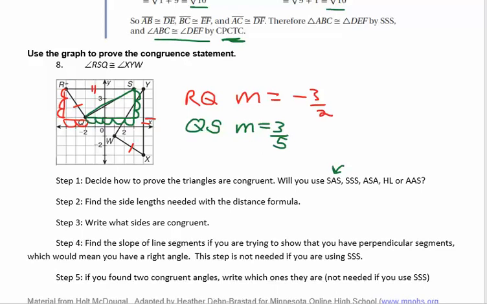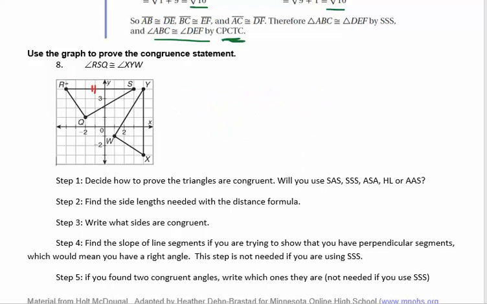And I'm not going to be able to use SAS or HL to solve these triangles. 1, 2, 3, 1, nope. 1, 2, 3. It's so close, but not quite. So then I'm going to try to do these with SSS. And SSS means that I need to find the lengths of each pair of segments. So there's a lot of work to do here.